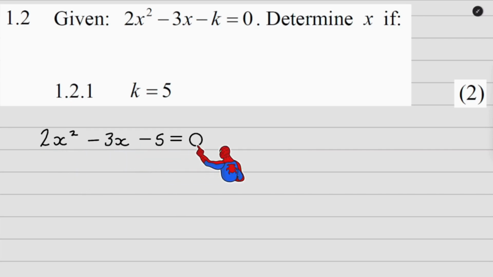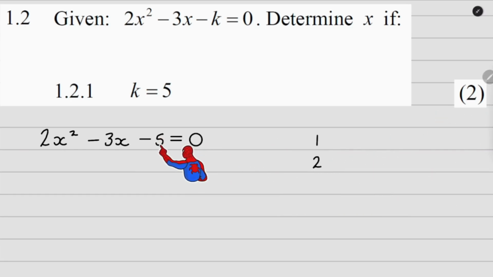It's already in standard form. Everything's on one side and it equals 0. So I can actually factorize straight away. So we're going to start factorizing. I look at the number in front of x squared, it's a 2, and I'm going to write the factors of 2 underneath each other here. Luckily it's a prime number, so it's only got 2 factors, 1 and 2.